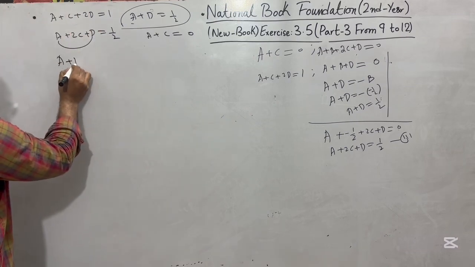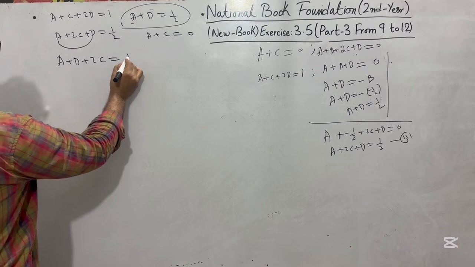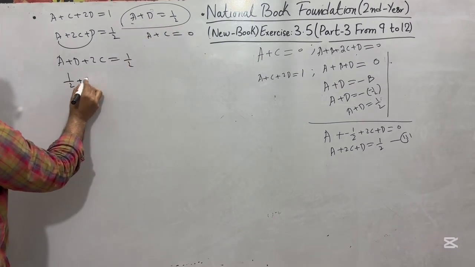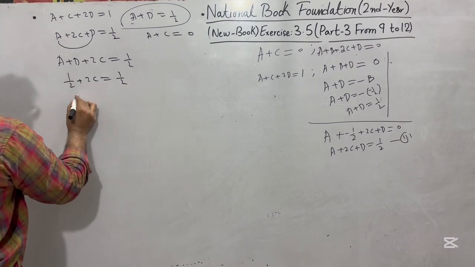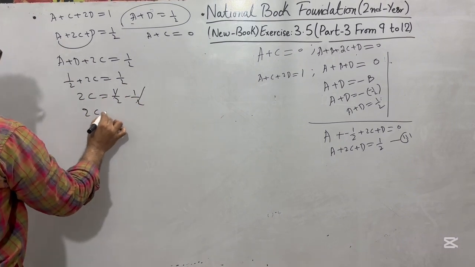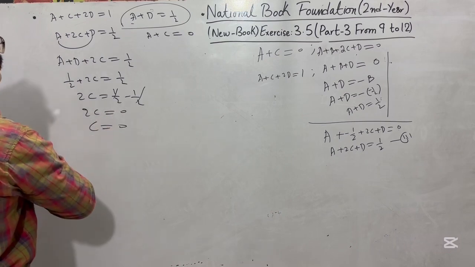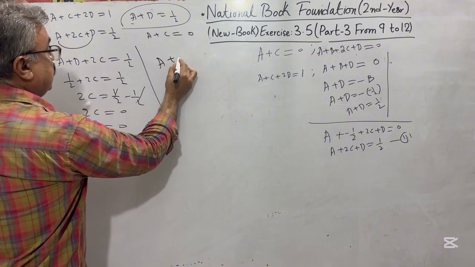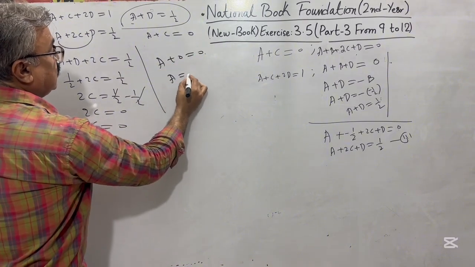A plus D plus 2C is equal to 1 over 2. A plus D is equal to 1 upon 2. Introduce here: 1 upon 2 plus 2C is equal to 1 upon 2. 2C is going to be 1 upon 2 minus 1 upon 2, cancelled out. 2C is equal to 0, so the value of C is 0. If C is 0, put here A plus 0, so the value of A is also 0.